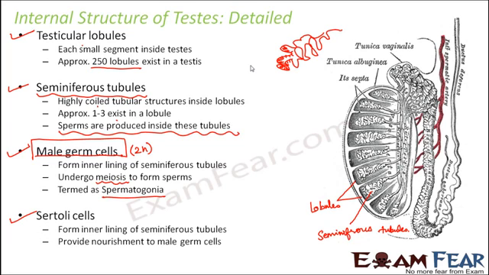They will provide nourishment to the male germ cells. Now these male germ cells, in order to undergo meiosis, need some energy. For energy, they need some nutrition. That nutrition is provided by the Sertoli cells. So the male germ cells and the Sertoli cells, they both together form the inner lining of the seminiferous tubules.